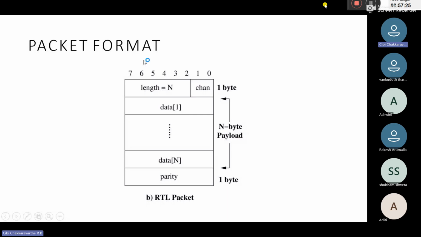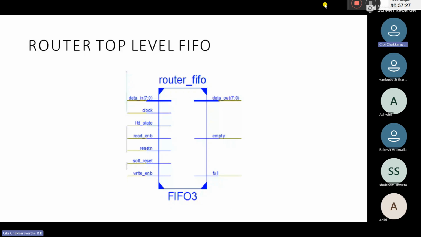And we have LFD, in the sense, load first data. If we have a first FIFO, and now only we are going to load the first data, this signal should be asserted. It will come with the header also. Because when the first data comes, see here in the format, before that what is there? There is a header. This length is equal to n. Then we have channel. This 1 byte is called the header.